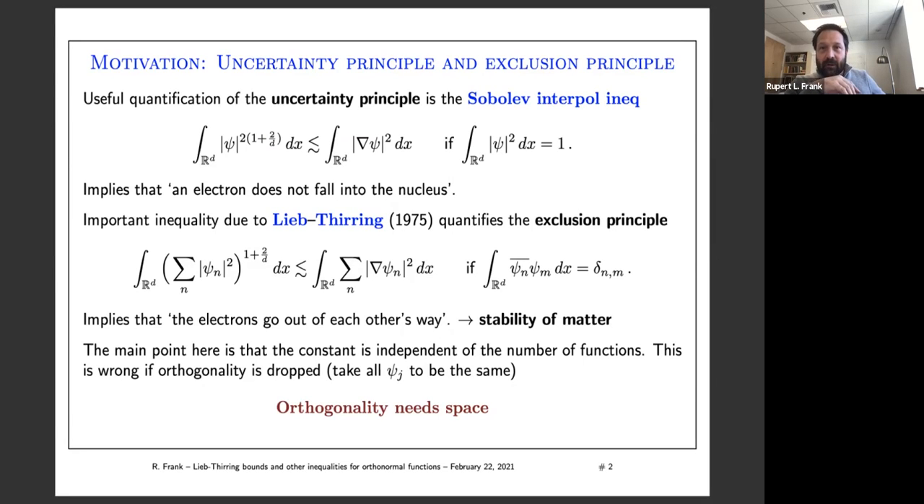So the setting is the following. We're on R^d. We have a function psi, which is L2 normalized. And we imagine that its gradient squared is integrable, or more precisely that we have a bound. That means in some sense that the function is localized in momentum space. Because if you think about Fourier space, then it's a square integral with respect to the weight p squared.